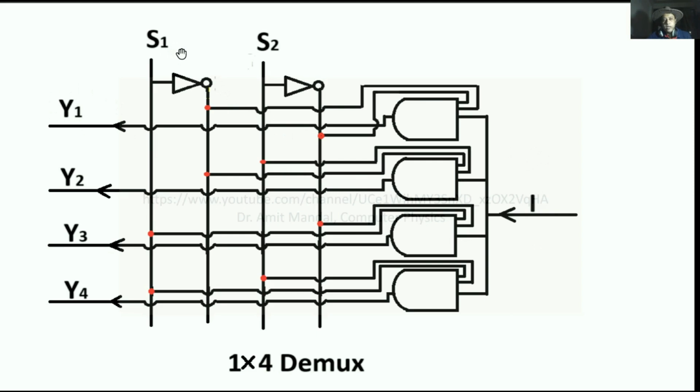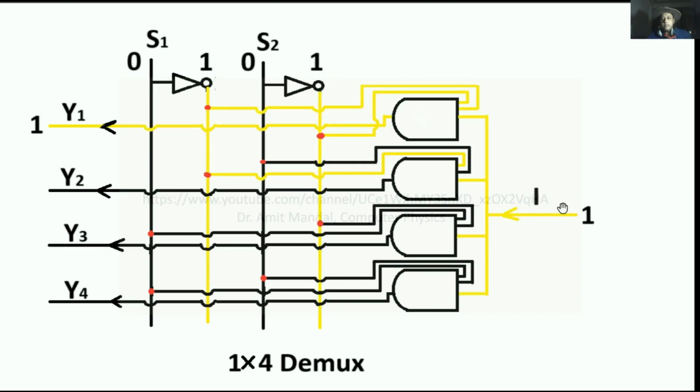I will put S1 to be 0, S2 to be 0. In that case, S1 naught is 1, and S2 naught is also 1. Suppose I is 1. So 1 is going to all the AND gates. However, only this AND gate will be operative, others will be inhibited. The reason being, I have S1 as 0 and S2 as 0, so S1 naught is 1 and S2 naught is 1. S1 naught and S2 naught are two inputs of this AND gate, and one is coming from this side. So all 3 inputs are 1. Now I am receiving this 1 at Y1.